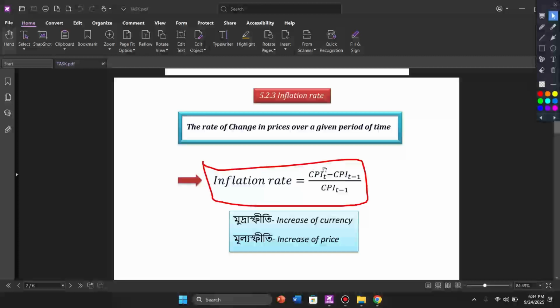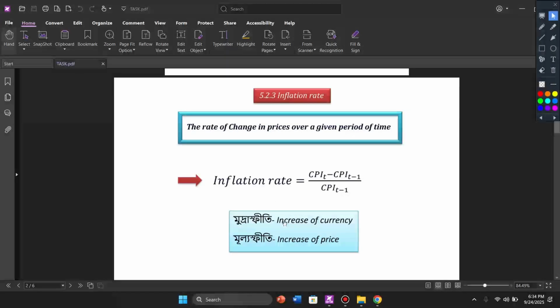So why are we using Consumer Price Index to determine the inflation rate? The reason is it tracks the changing of prices of a fixed basket of goods, and it provides a practical measure of how much the cost of living is changing. Mainly this is the reason why we are using CPI as a tool to determine inflation rate. And we have to know that mudrasfiti and mulyasfiti are different. Mudrasfiti means increase of currency like BDT or USD, and mulyasfiti means the increase in price of something.